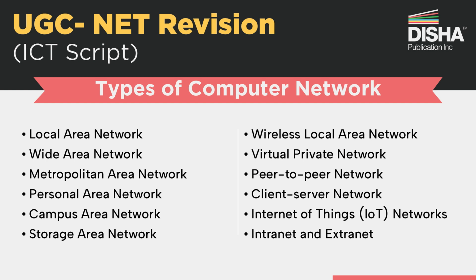Metropolitan area network, MAN. MANs are intermediate in size between LANs and WANs, usually spanning a city or a large campus, commonly used to connect multiple LANs in a metropolitan area. PAN, Personal Area Network. PANs are small networks designed for personal devices with a short range, typically within a few meters. Examples include Bluetooth connections between smartphones and peripherals. Campus Area Network, CAN. CANs interconnect multiple LANs within a university campus or corporate campus, designed to provide high speed and reliable communication among various departments or buildings. Storage Area Network, SAN.